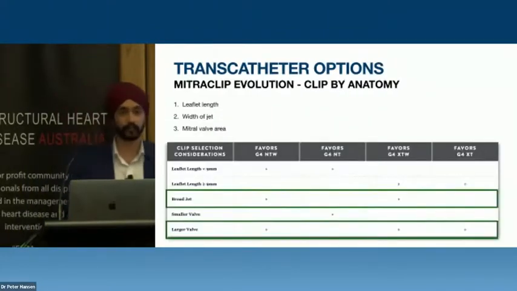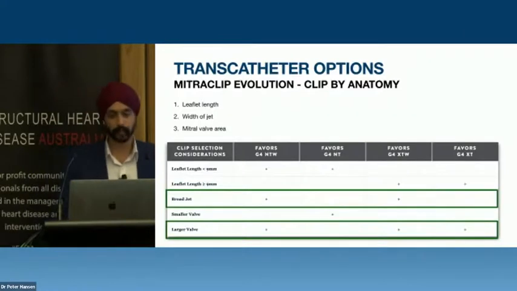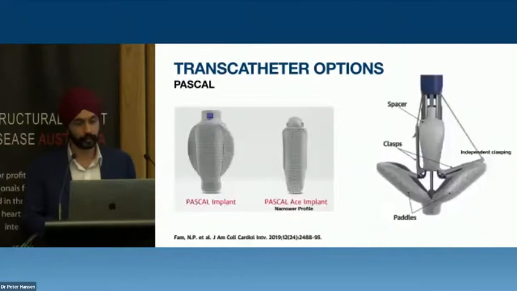So now that we have these 4 types of valves that are going to be available to us shortly, what does that mean? Well, it means that you optimize the clip as per the patient's anatomy. So what do you look at? You look at the leaflet length, you look at the width of the jet, and you look at the mitral valve area. And so for the wide clips, you'd be looking at broader jets and larger valves. And ideally, it will allow you to be able to treat more patients with a single mitral clip, as opposed to needing multiple clips, although you can definitely still use multiple clips.